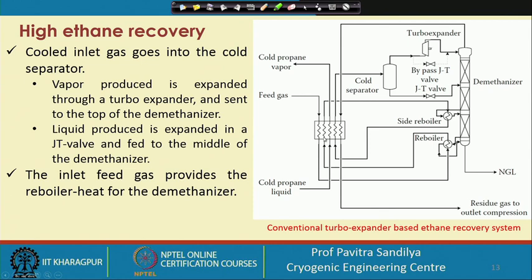So it is also used to cool the incoming feed gas, and then it is taken to another reboiler over here, and again this colder feed gas is taken back to this heat exchanger, and ultimately it is going into the cold separator. And in this cold separator, what is happening? We are getting the vapor and the liquid. The vapor is passed through a turbo expander and taken into a demethanizer, whereas the liquid is expanded through a JT valve and is put somewhere in the middle of the demethanizer.